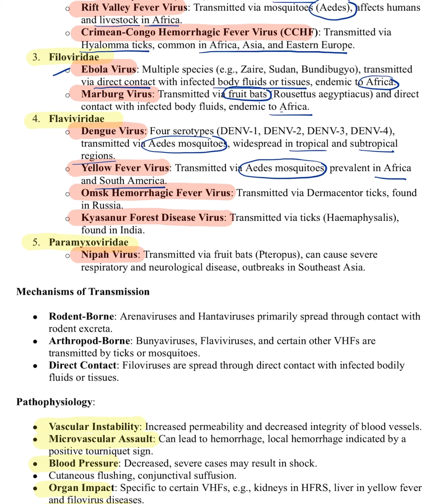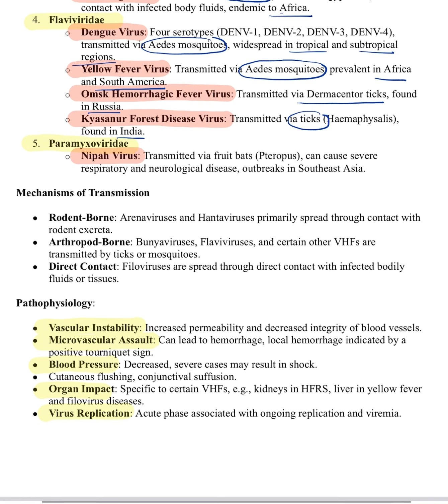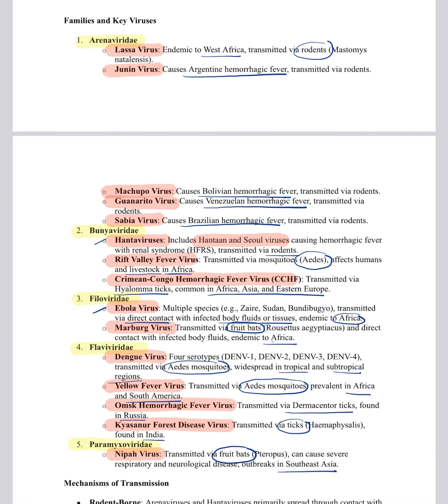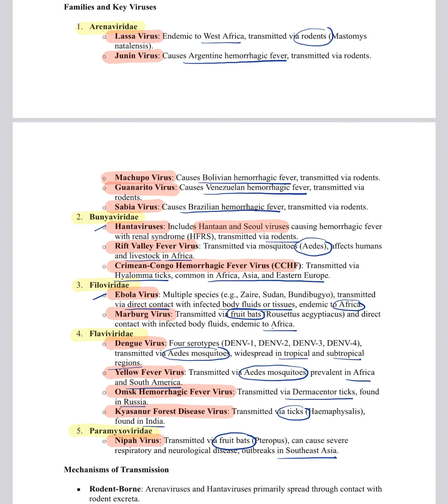Next is Omsk hemorrhagic fever virus. It is transmitted by Dermacentor ticks, which are found in Russia. Kyasanur Forest disease virus is transmitted by ticks, and is found in India. Next is paramyxovirus, that is Nipah virus. It is also transmitted by fruit bats and can cause severe respiratory and neurological disease, with outbreaks seen in Southeast Asia.